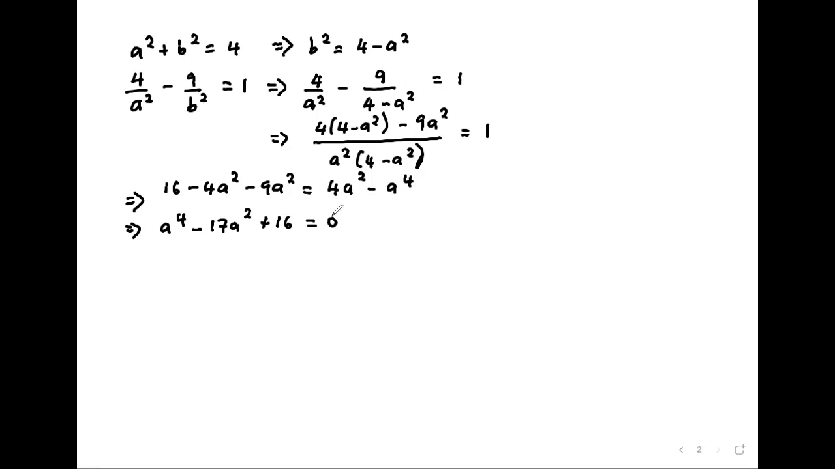So it's a quadratic. Let me use q. If I let q be equal to a squared, then I'm going to have q squared minus 17q plus 16 equal to 0. So I have the product here to be 16 and the sum to be negative 17.